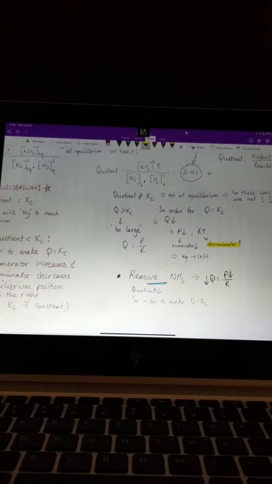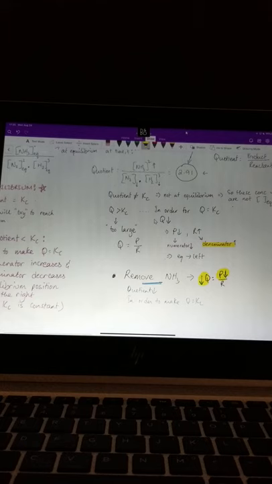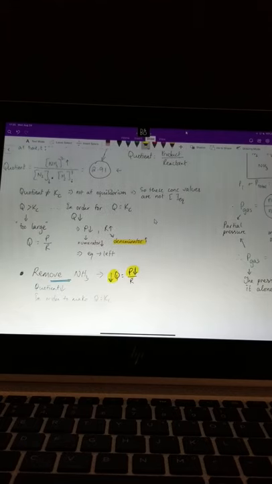If you remove ammonia, then you are decreasing the product. You are decreasing the quotient. If the quotient decreases, in order to make Q equal to KC, equilibrium has to shift to the right. Are you clear? Is that a big idea? Actually, it's a good application question.